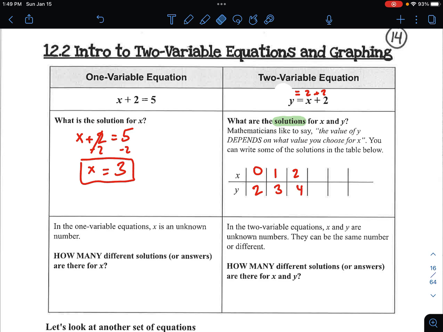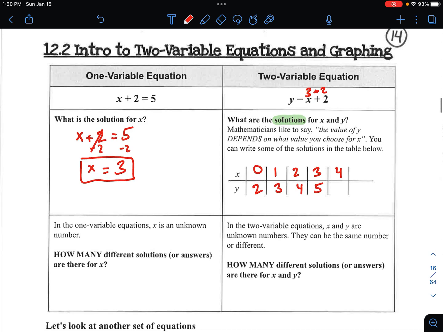And you may start to see a pattern right here. What if x is 3? 3 plus 2? Well, that must mean that y is 5. So x is 4. Guess what y would be? That's right, y would be 6. And x is 5. y would be 7. As you can see, we have this pattern. This goes up by 1, and this starts at 2 and goes up by 1 as well.